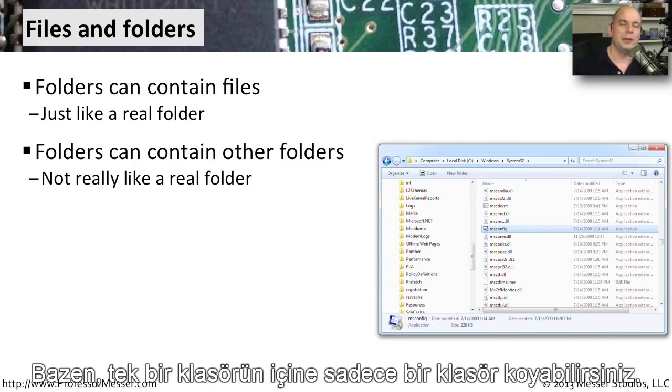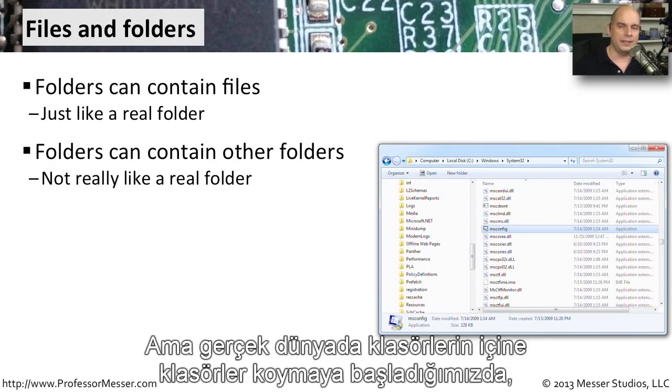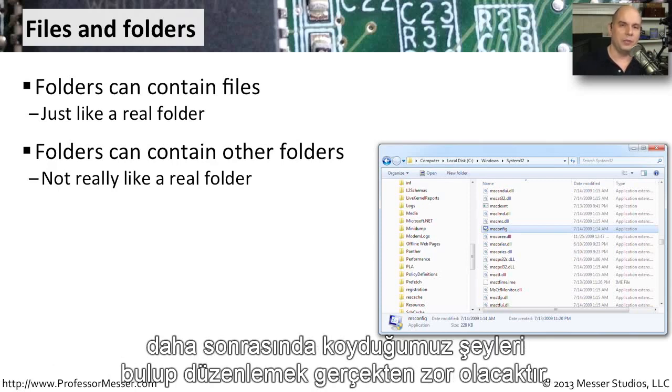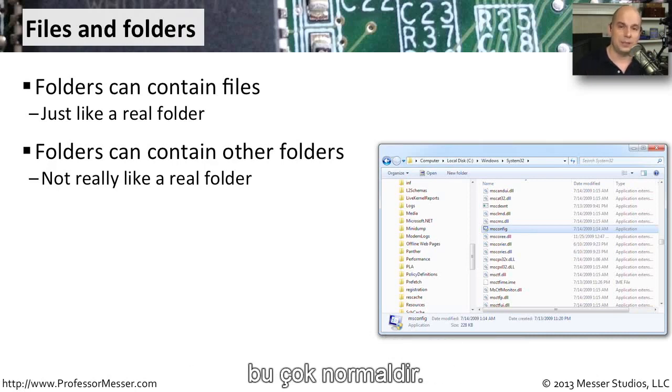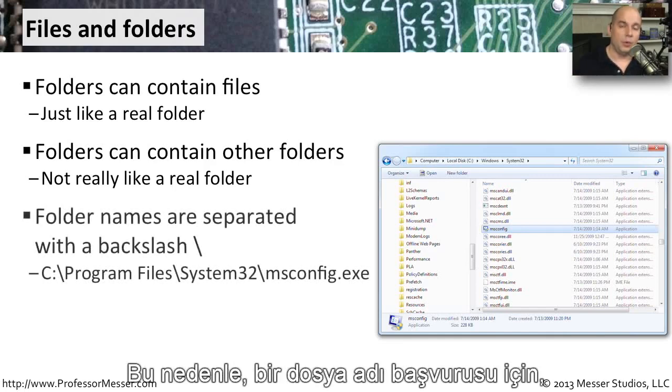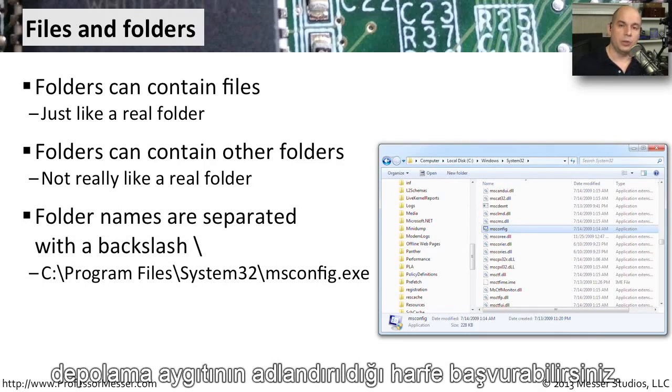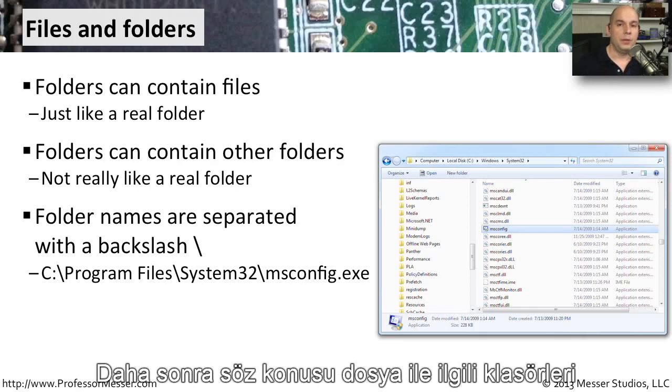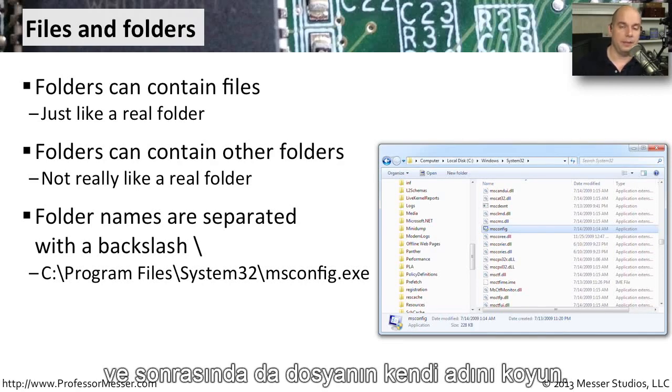You might sometimes put a single folder inside of one, but it would be very difficult to organize and find things in the real world if we started adding folders within folders. But in the Windows operating system, that's completely normal. That's a very common way and a hierarchical way of organizing our files. Therefore, in order to reference a file name, you can reference the storage device letter. You then put the folders associated with that particular file and then the file name itself.